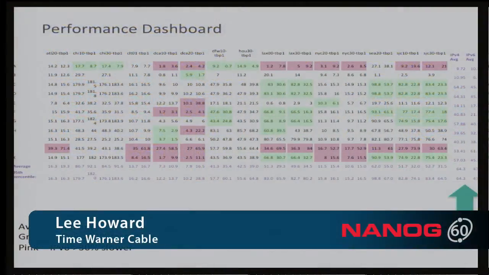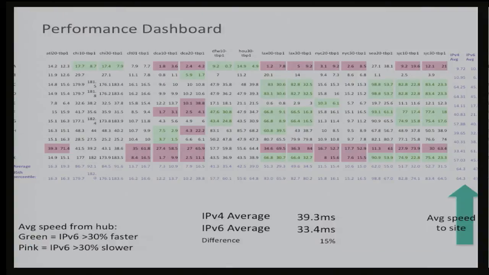You can see sort of the summary of results here. Along the bottom, if you want to zoom in on these slides later, download them and look at them yourself, you can see the average speed by hub, and on the right the average speed to each site. The top row there is website A, which is dual stacked, and I've got performance measurements to each of those sites. If I take an average of all of these results, the average IPv4 performance is 39.3 milliseconds, and the average IPv6 performance is 33.4 milliseconds. That was at the time that I took this particular snapshot of our dashboard. That's been fairly consistent over time, that V6 has been faster.